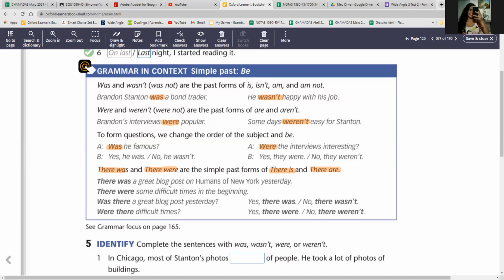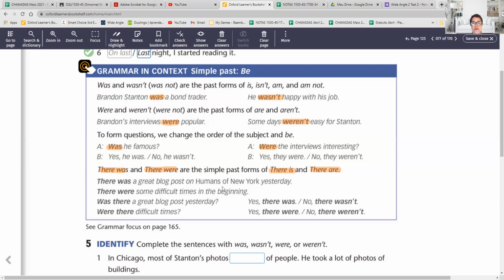There was a great blog post on Humans of New York yesterday. There were some difficult times in the beginning. Was there a great blog post yesterday? Were there difficult times?